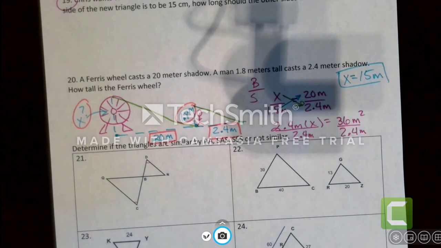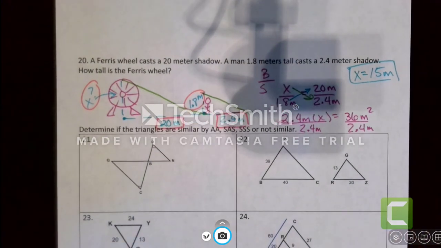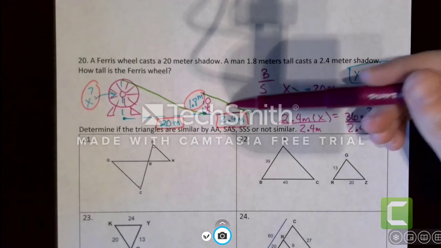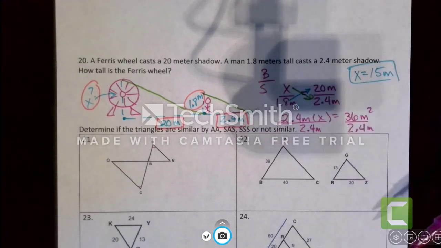Again, when you're doing these problems, draw them out. Do not pretend to know what they are in your head. You can easily see this triangle relationship when you have it on paper.